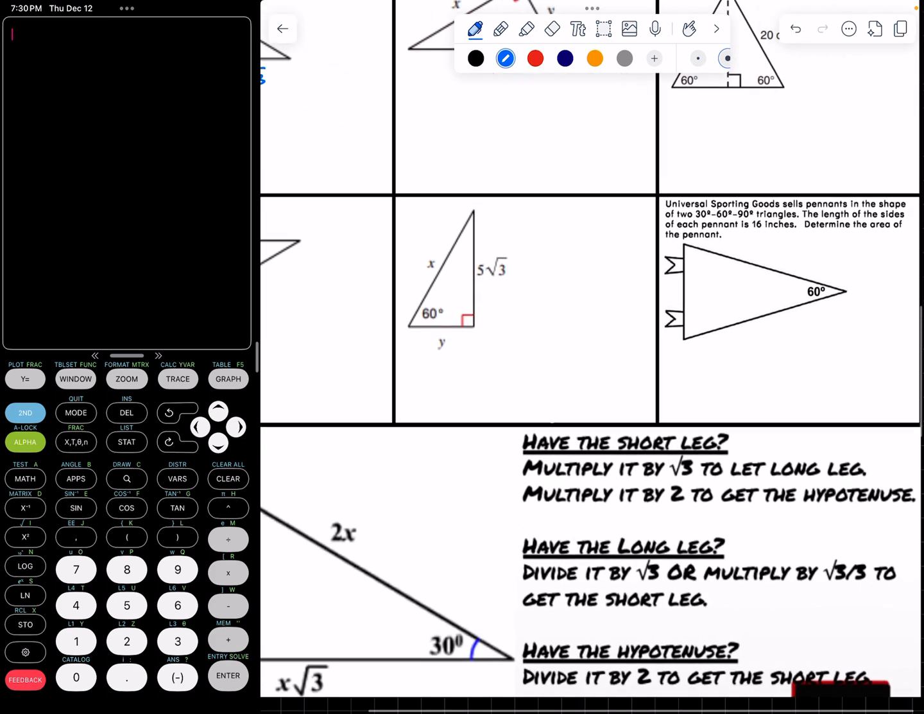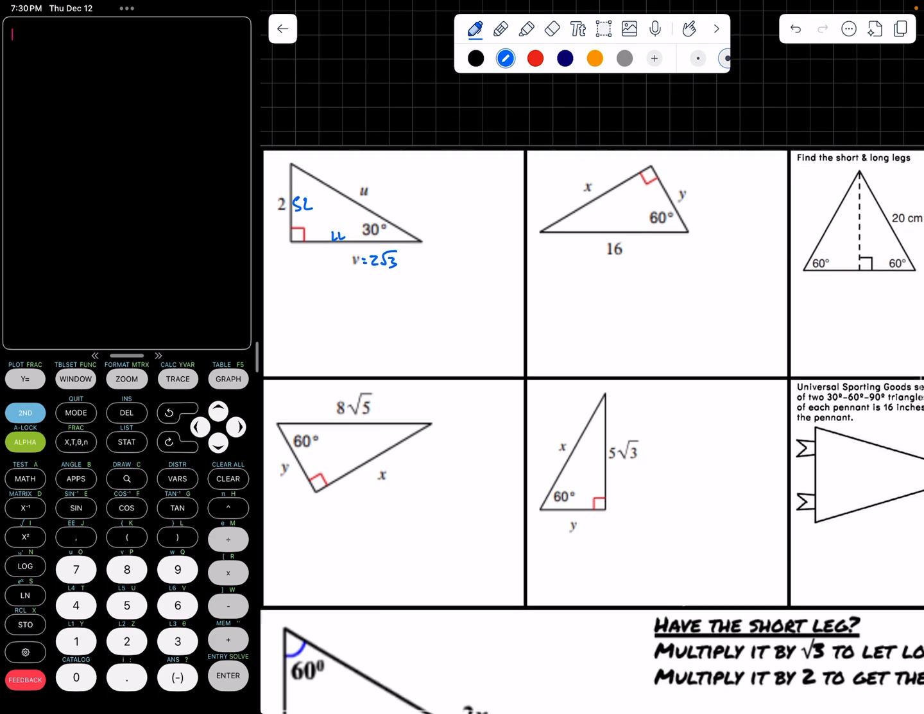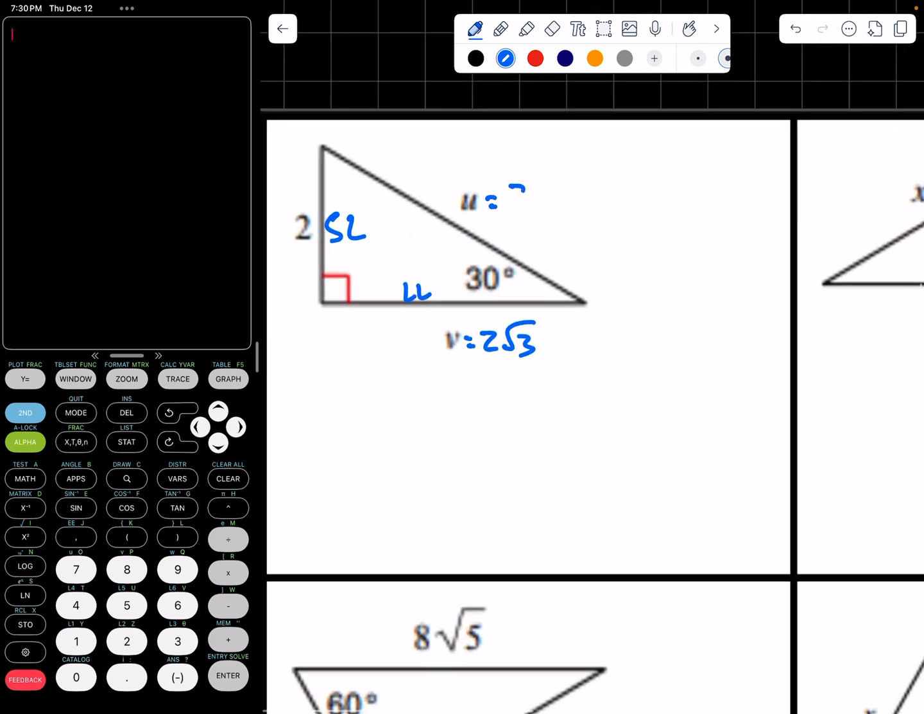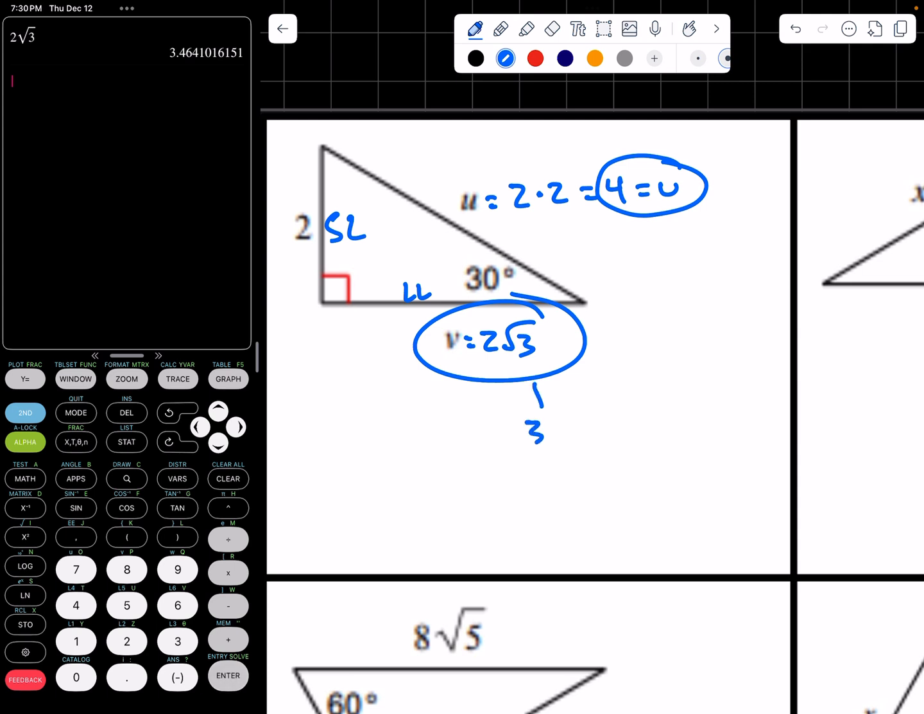And then to get u, I'm going to multiply it by 2. So I take my 2 and I'm going to multiply it by 2, which gives me 4. So 4 equals u. And v just equals 2 root 3. If I wanted to evaluate 2 root 3, that could also be 3.464.